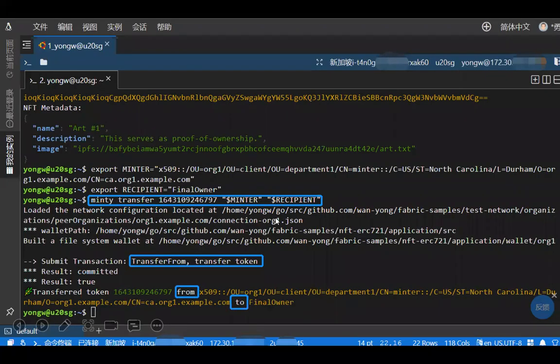And then you can see the screenshot. The minter, we do transfer here, we transfer this token to the final owner here. I just put the name final owner for the receptor. And then we can see it works. It transferred.